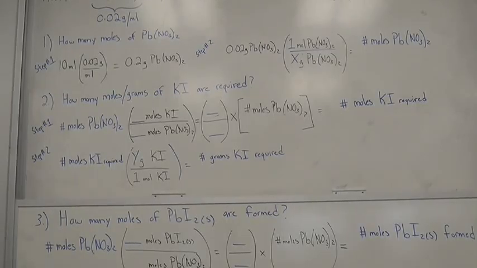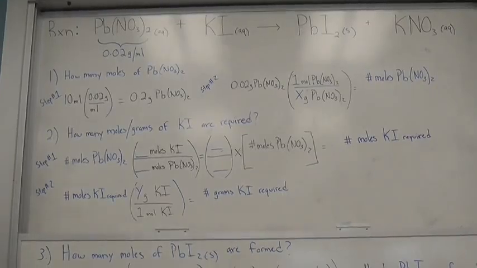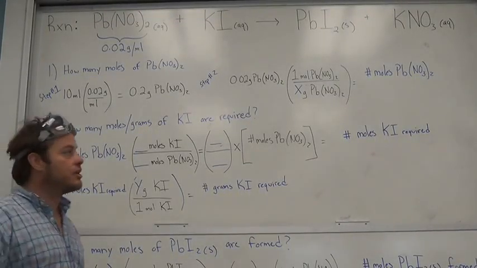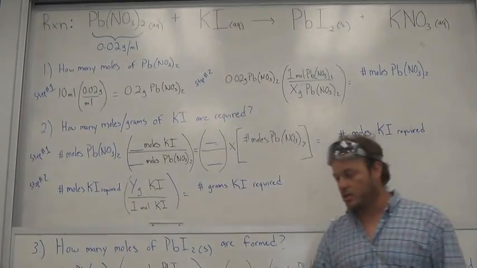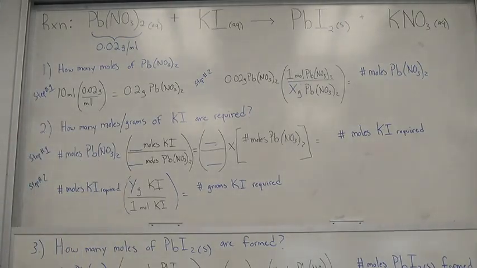Now we've got a lead nitrate solution. We're going to add KI to it. It's going to form a lead iodide solid and a potassium nitrate salt solution. Does that equation make sense to you? Is there anything wrong with that equation? What's that? It's not balanced. It doesn't obey conservation of mass.